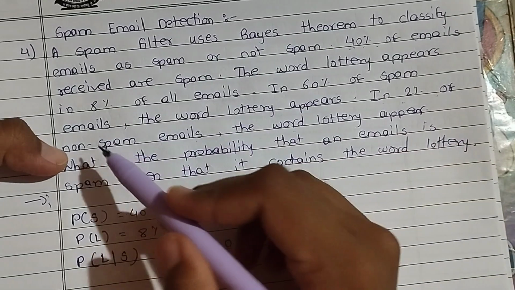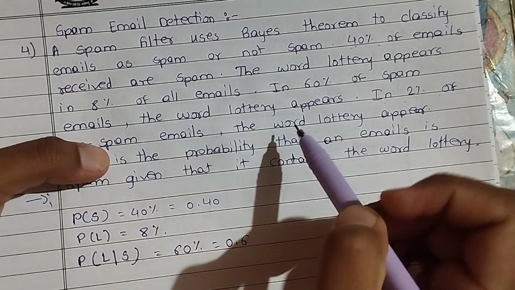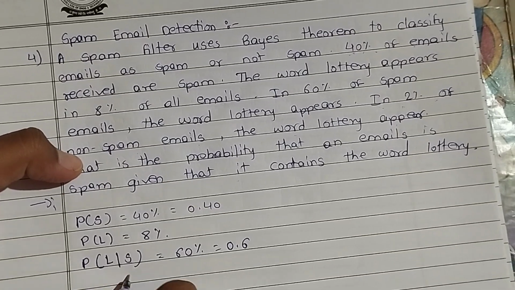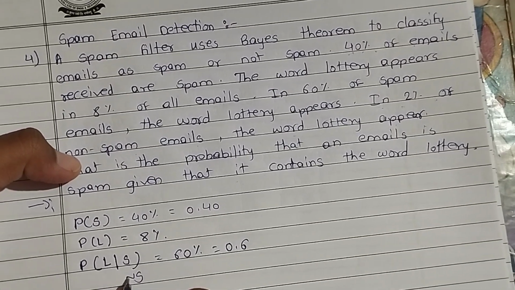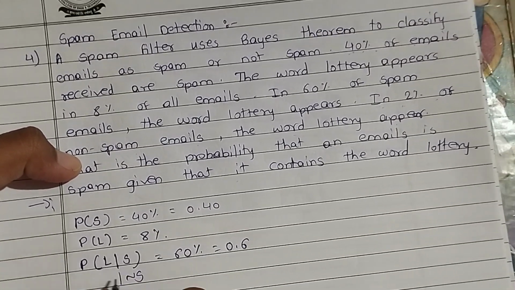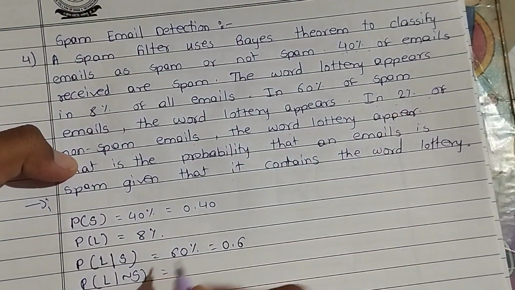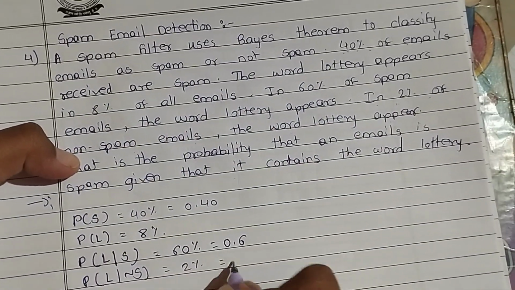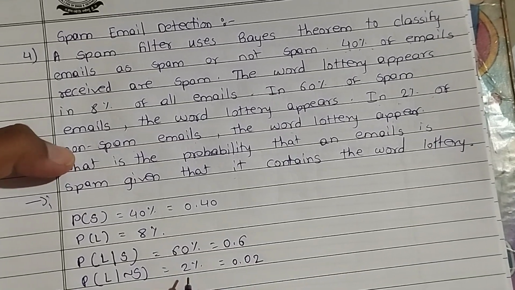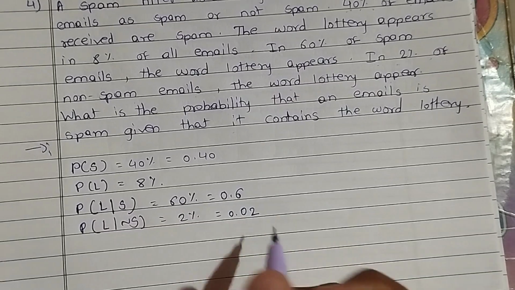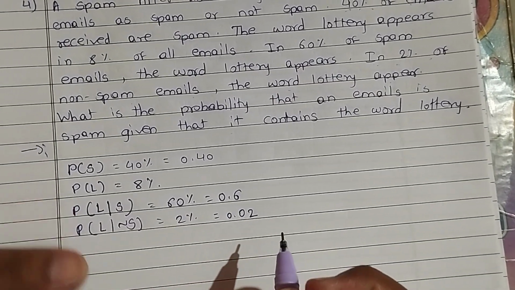In 2% of the non-spam emails, the word lottery appears. Now this mail is not spam, as mentioned here. Given not spam, the lottery word appearing is 2%. 2% is 0.02, since percent means divided by 100. So we write it in this form.